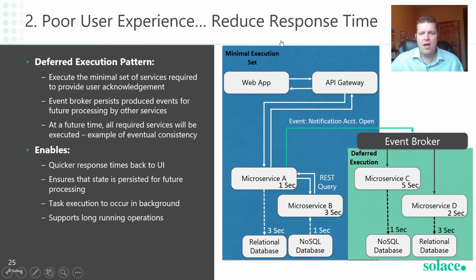Essentially, we defined what our minimal execution set is, which is basically the ability for A to update an account open into its database. And in order to do that, in a real world, maybe you have to query a different microservice. So this area in blue is that minimal execution set. And the set that's in this teal green color, that's the deferred execution set. So microservice C and D can happen offline or after the fact of this minimal execution set.